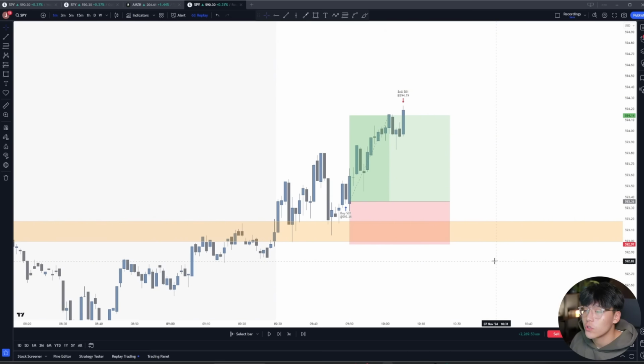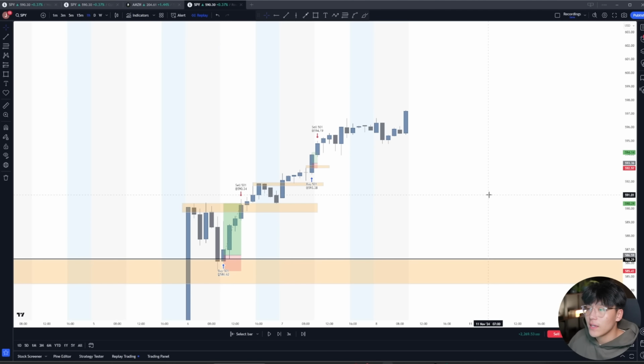But let's go on to the next session. So as you can see right here, we're on the next day again, and we're still in a very much clear uptrend in the markets. So if we're in a clear uptrend in the markets, what are we going to be doing? We're going to be looking for long positions towards the upside. Since the higher time frame is still bullish, we're going to be looking for continuations higher.